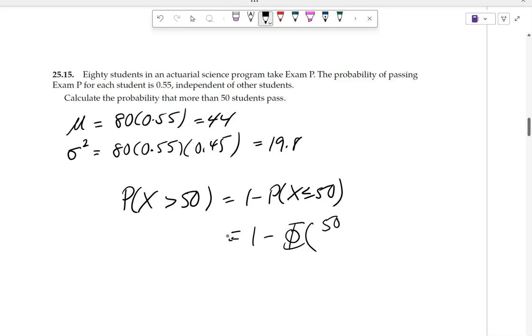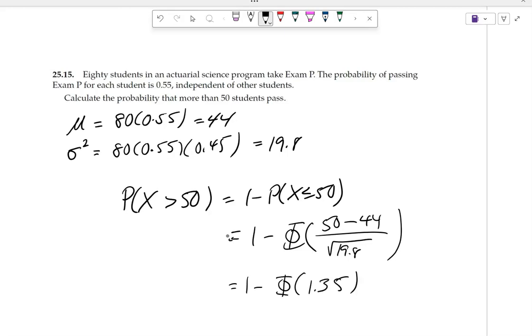We'll do 50 minus 44 over square root of 19.8. 6 divided by square root of 19.8. About 1.35. Roughly. This is where some rounding is definitely going to come up. 1.35. 0.9115. And so we'll get 0.0885 when we're done.